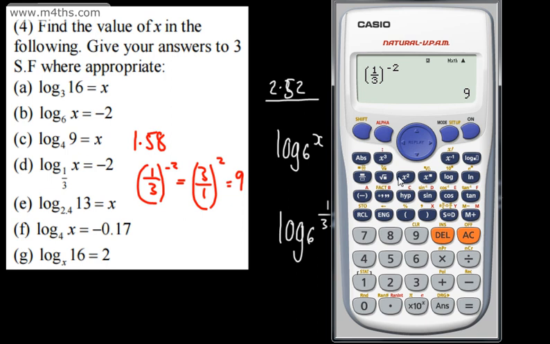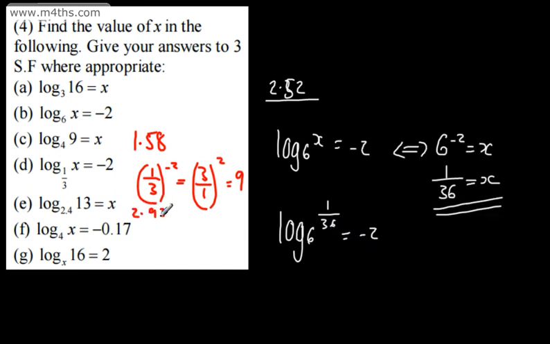Okay, this one, very messy. 2.4 to what power is 13? We've got no integer value, certainly for that, or no tidy fraction. That is going to be quite messy. 2.93. So that one is 2.93.